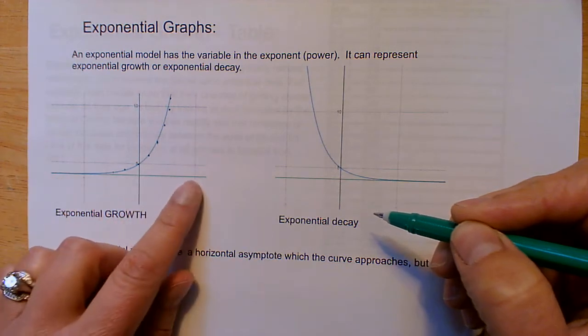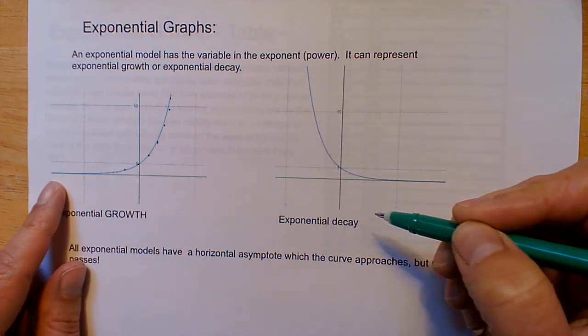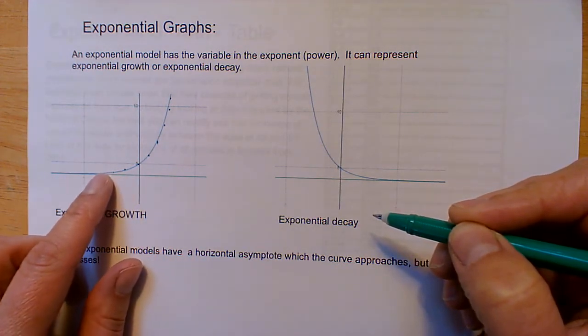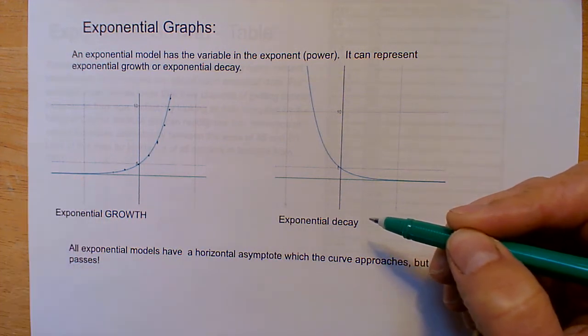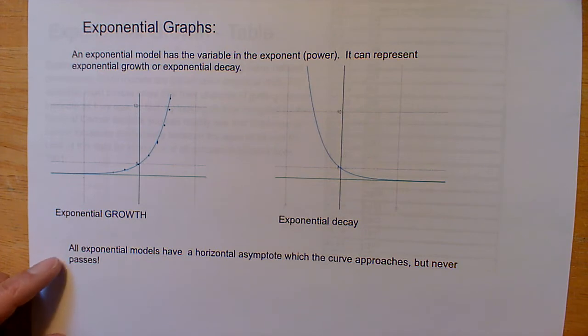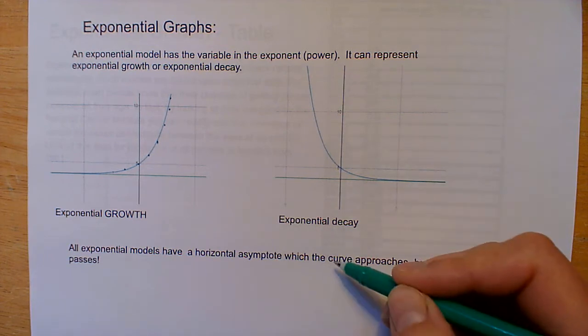You will notice this green line. This green line is called an asymptote. That means that the curve is going to come close to this green line but never cross it. It's kind of like the point where it cannot go past. So all exponential models have a horizontal asymptote which the curve approaches but never passes.